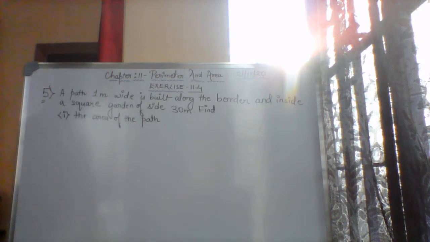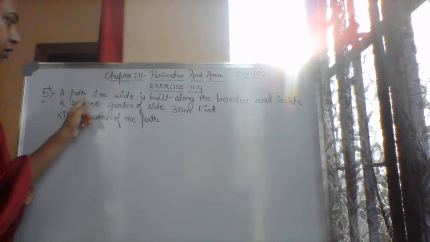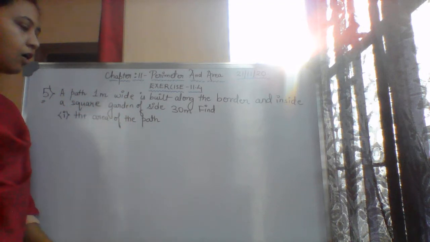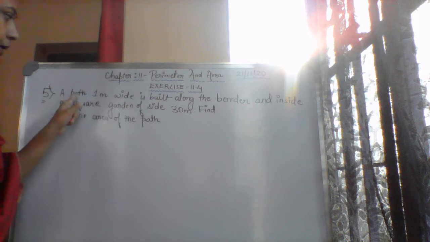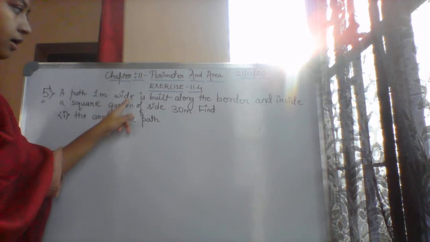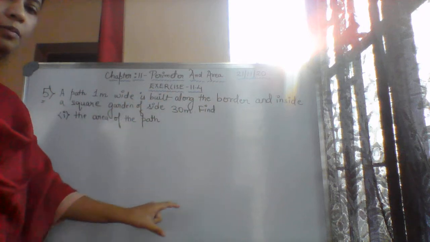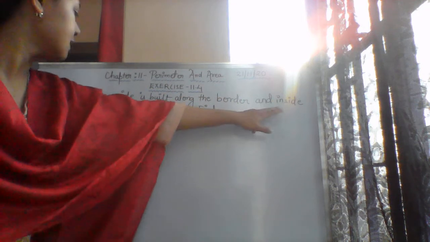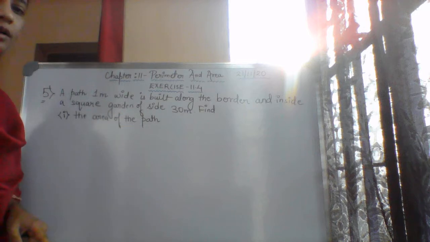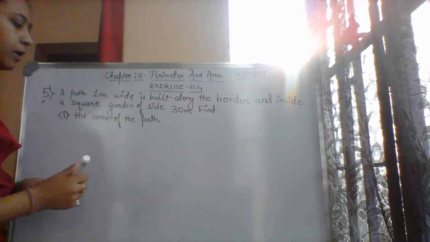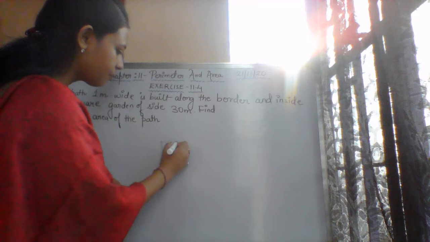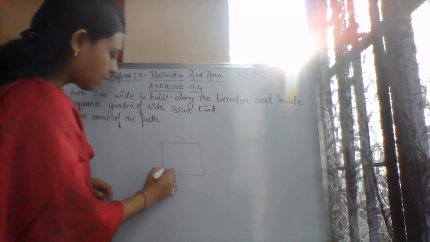Okay, so let's move on to question number 5. Let's see what new type of problems are there. Okay, so question number 5. A path 1 meter wide is built along the border and inside a square garden. So along the border, when we mean there is a square garden.